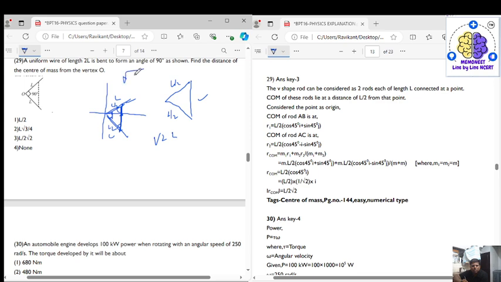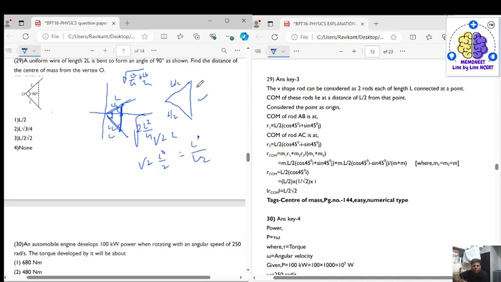Under root of L by 4, L square by 4 plus L square by 4. So it will be equals to 2 times of L square by 4. So under root of this, it will be equals to under root 2 into L square by 2. So this will be equals to L, L square by 2 means L by 2. So L by root 2, right?